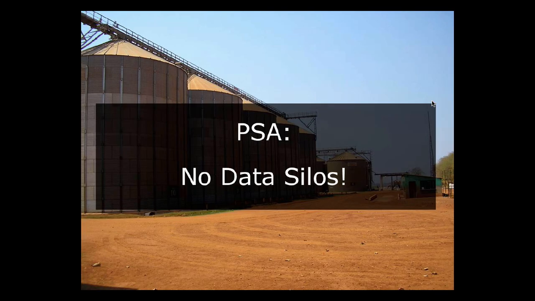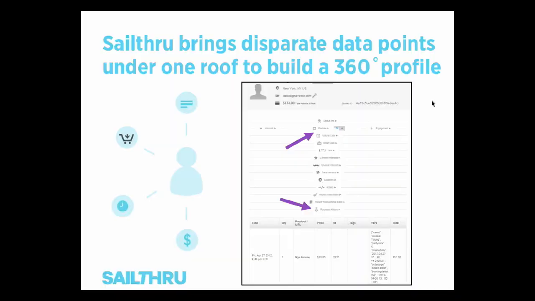Before we do that, I'm going to make a quick PSA, which is for no data silos. And what I mean by no data silos is that with the big advent of big data have arrived very big data silos. So oftentimes people have one vendor for tracking their site analytics, one for email, one for the app analytics, one for customer service, one for live chat. I could go on and on and on. You need to bring all of those disparate data points under one roof in order to build a 360-degree profile of a user, and this is exactly what we're in the business of doing at Sailthru.